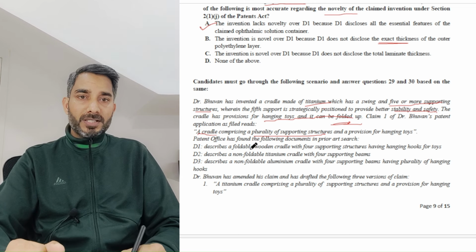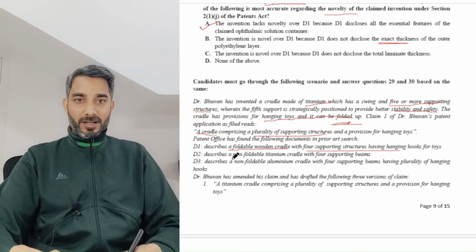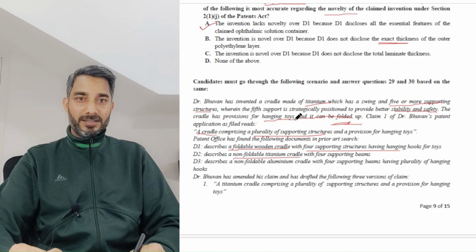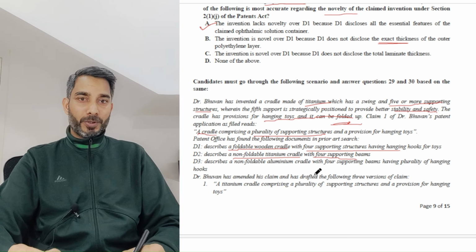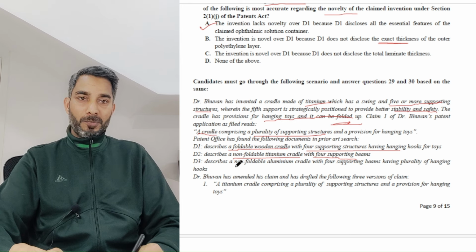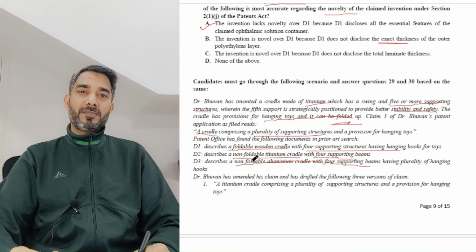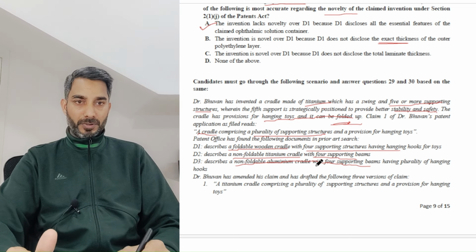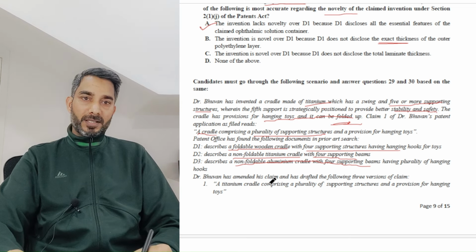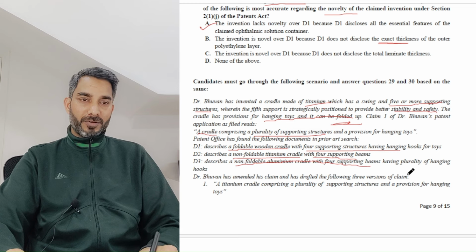Any which way. So D1 describes a foldable wooden cradle with 4 supporting structures. 4 hanging hooks for toys is there. A non-foldable titanium cradle. This is foldable titanium. This is non-foldable. So we are unique from here for sure. Here also 4 supporting beams. A non-foldable aluminum cradle with 4 supporting beams having plurality of hanging hooks. So none of them, one wooden is foldable, but none of the titanium is foldable or aluminum is foldable. So Bhuvan has amended the claim and has drafted the following 3 versions of the claim.